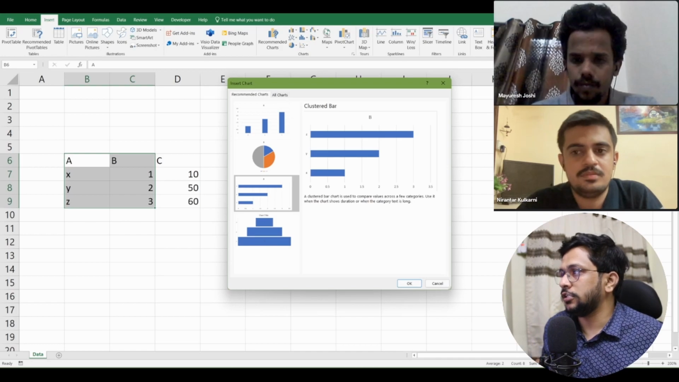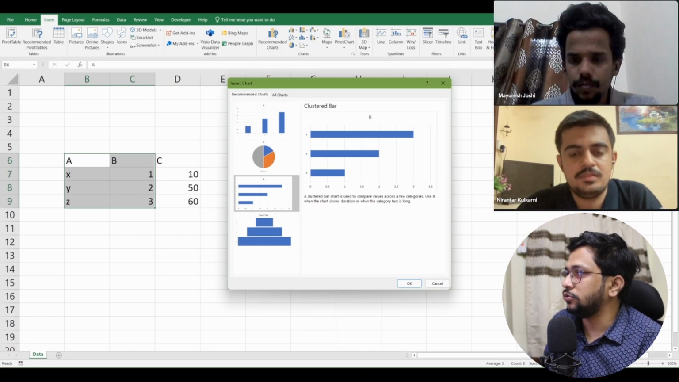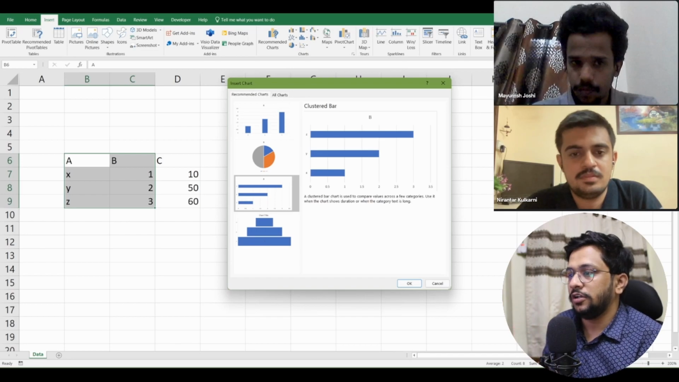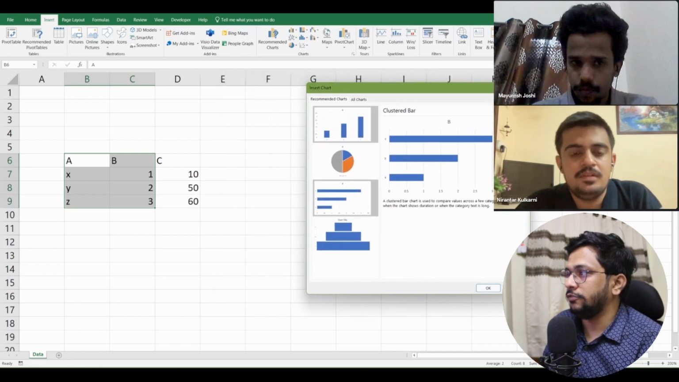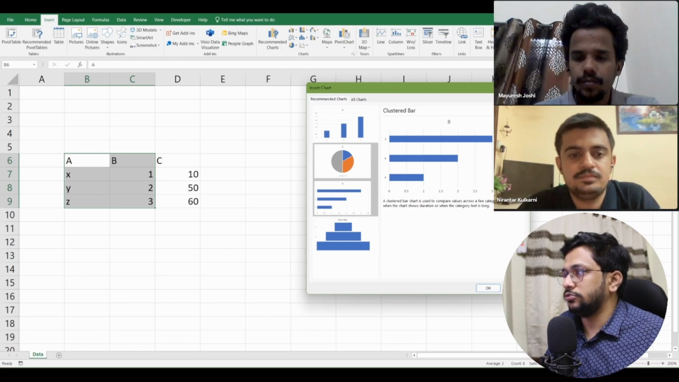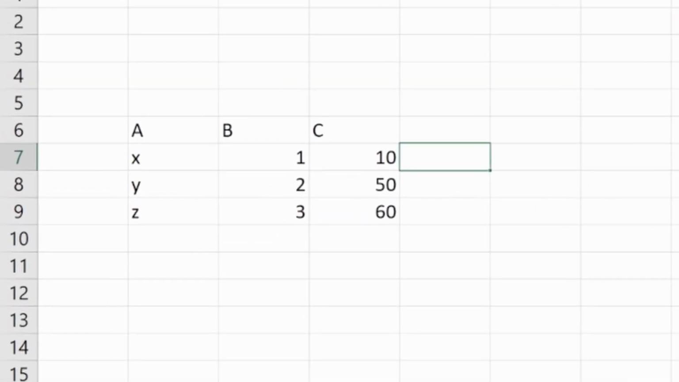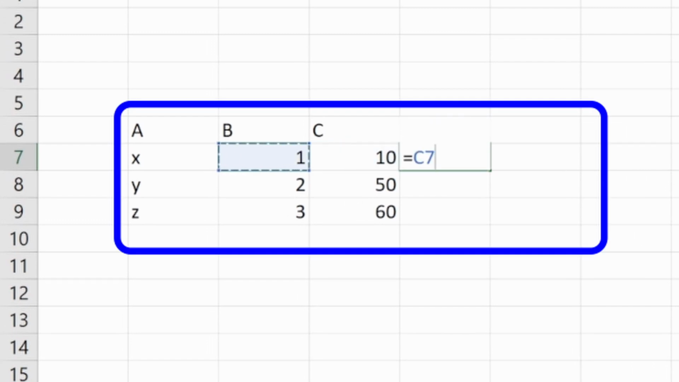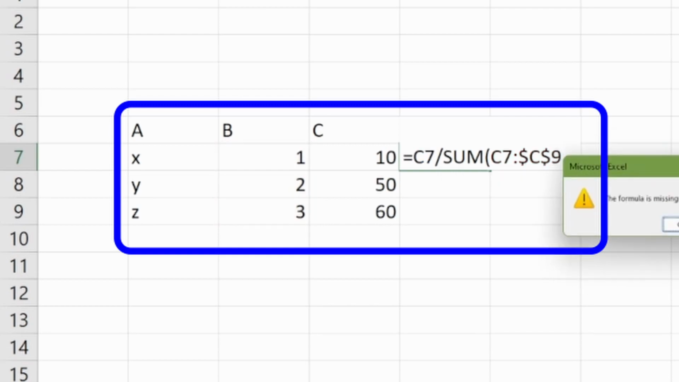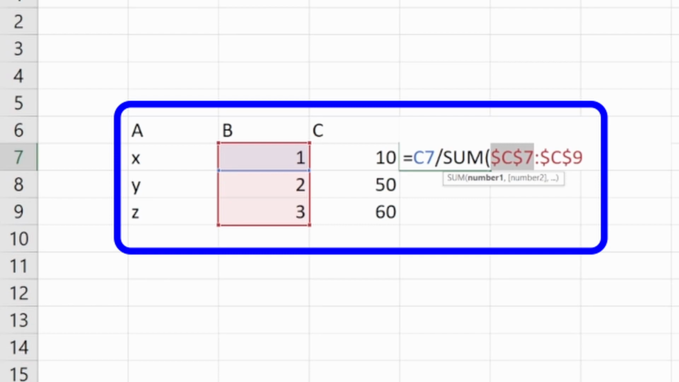Here, if you look at the bar chart, it is 1, 2, 3. Those are absolute values. To calculate for a pie chart, ideally what you should do is calculate this divided by the sum of these three. I'll just freeze this one, and this one as well, so that it doesn't change the range. Hit enter.